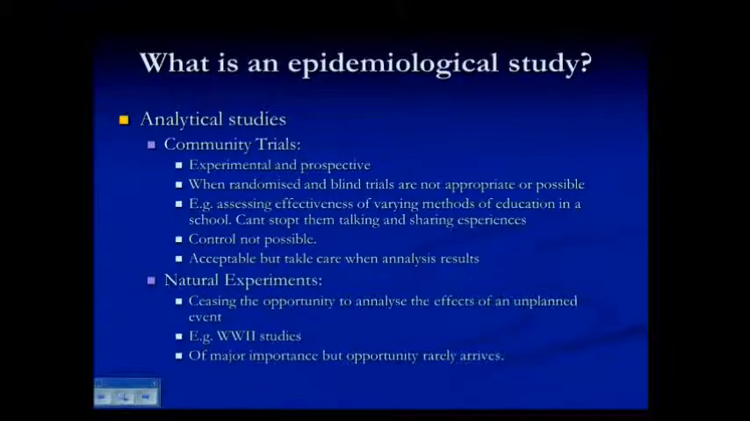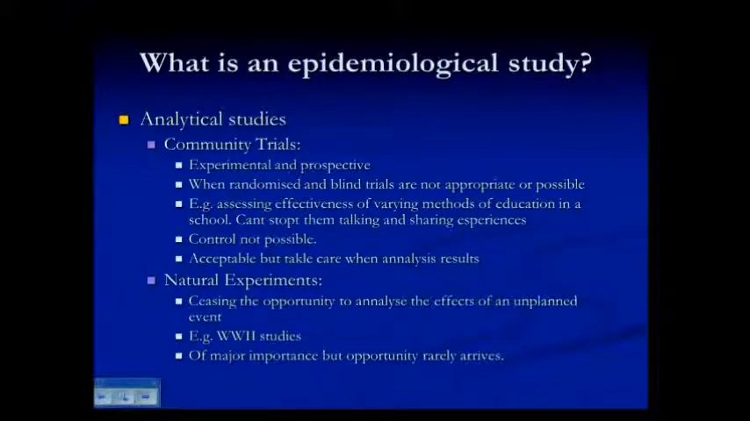The next two are less common, but they're there anyway. So community trials is if you're looking at a group of people who are all closely linked. And the classic example I've put there is in a school. So it's very hard to keep them separate and to keep it randomised and keep it controlled, because they're going to talk. So the example I put there is if you're looking at assessing methods of education.